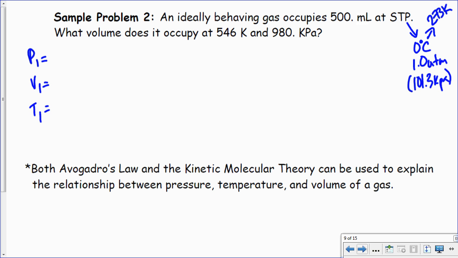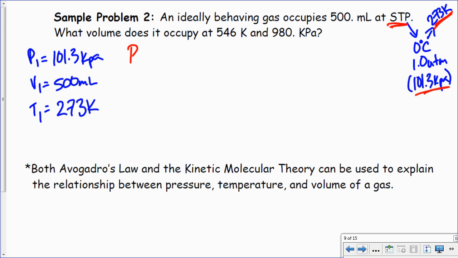So now we found our initial state. So we have 500 mL as our volume. Our pressure is 101.3 kPa, kilopascals. That's the normal boiling point pressure of lots of things. And then our temperature is 273 Kelvin. So this one required a little bit of footwork before you could even start it, because you had to convert STP into Kelvin and kilopascals.